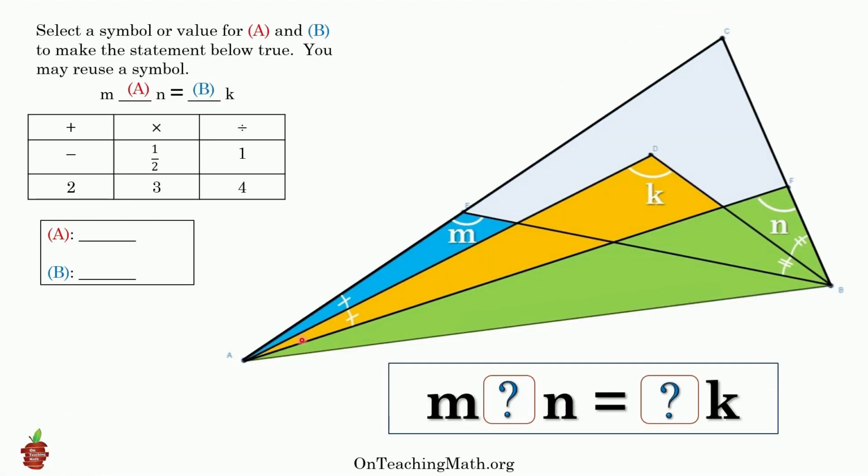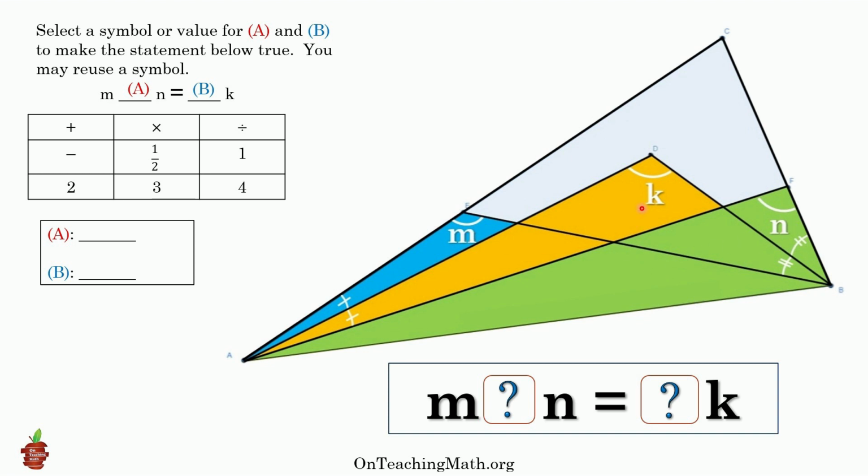So for example, this green triangle starts here. We've got a side that goes all the way from A to F and down to B. So we've got this triangle AFB. It's got the angle N inside of it. We've got this triangle ADB with the angle K, and we've got triangle AFB with the angle M. And our job is to relate M and N to angle K.